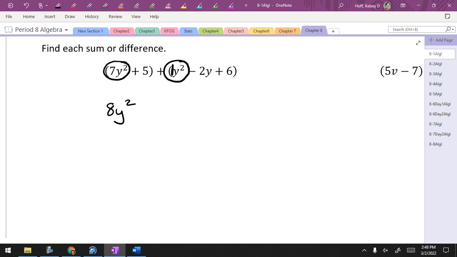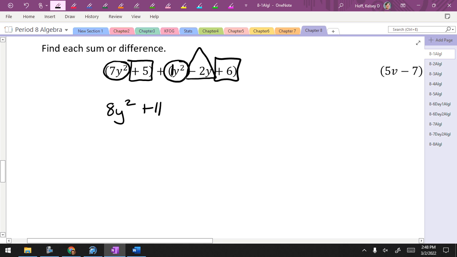Now I get my next triangle out. A square, 5. Who does 5 go with? 6. 5 plus 6 is 11. And last but not least, I have negative 2y. Does he have anybody to go with him? Nope. So we write minus 2y.